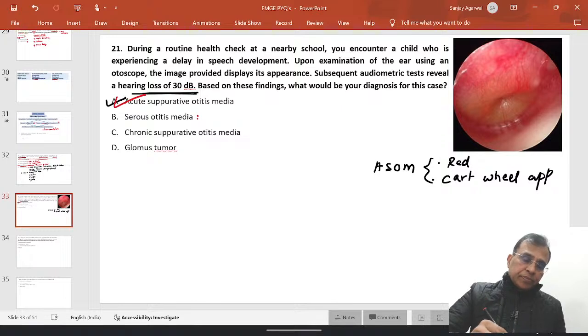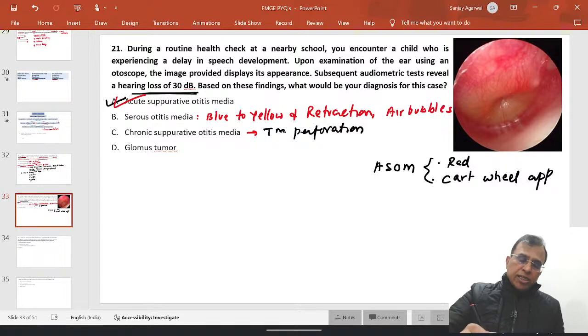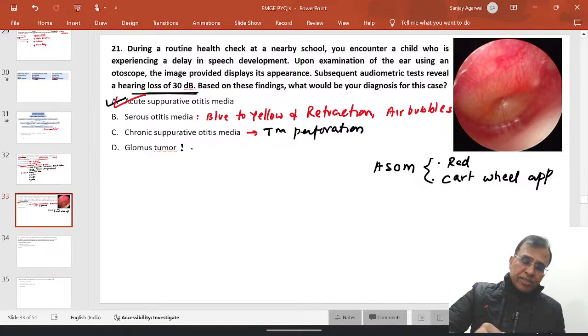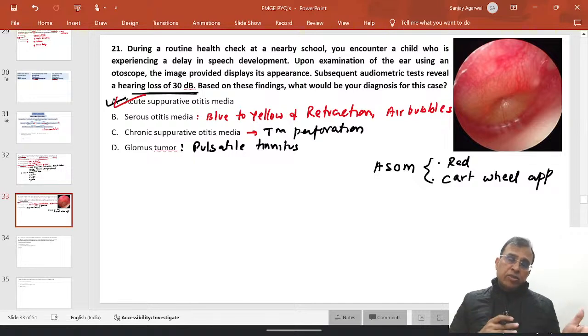In serous otitis media, like I told you, it's blue to yellow membrane, and there may be retraction of tympanic membrane, and there may be air bubbles also, none of which is seen in this particular image. I told you in the last question that in CSOM, usually in most cases there is a tympanic membrane perforation, and there is no perforation in this case. And CSOM is more common in adults, can be seen in children also, but not so much in children. And glomus tumor has pulsatile tinnitus. We just discussed glomus tumor, pulsatile tinnitus, and those 4 signs: rising sun sign, brown sign, Phelps sign, and all that we discussed. So since we have done a similar question, similar choices with a different question just before this, this question becomes very, very easy for you.